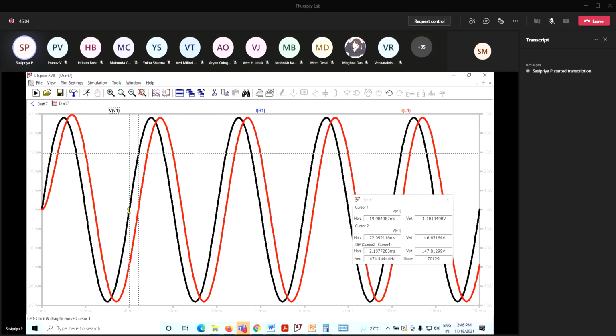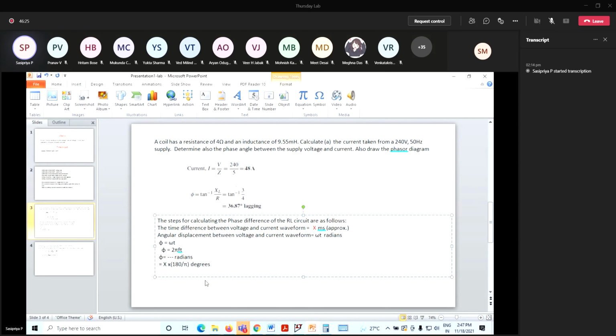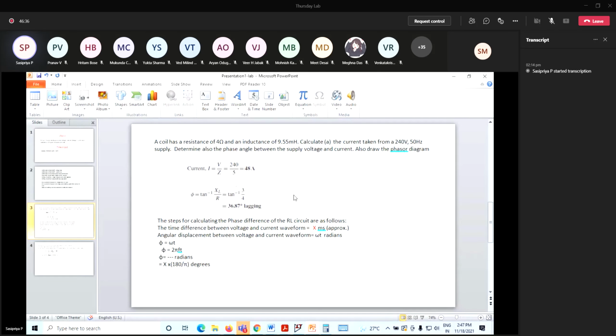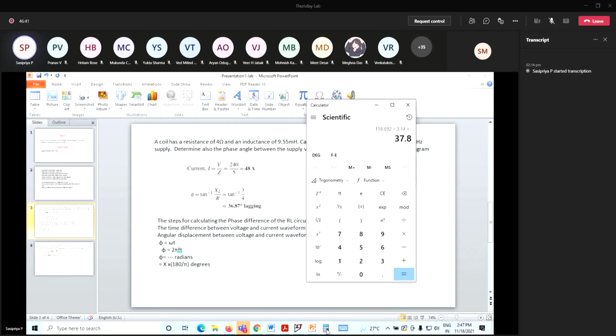Now I mark cursor 1 at the zero crossing point of the voltage waveform, and the same way cursor 2 at the zero crossing point of the current. Now the time difference between these two I calculated. From this window itself I am able to read the time difference as 2.1 milliseconds. I converted that time into phase angle in degrees, and we got 37.8 degrees. Let us verify with the theoretical value: theoretically 36.87.